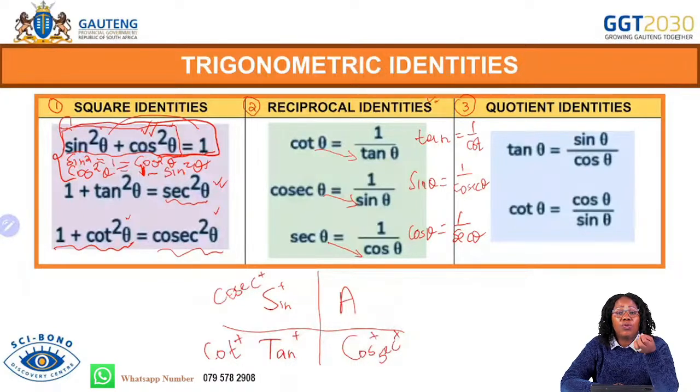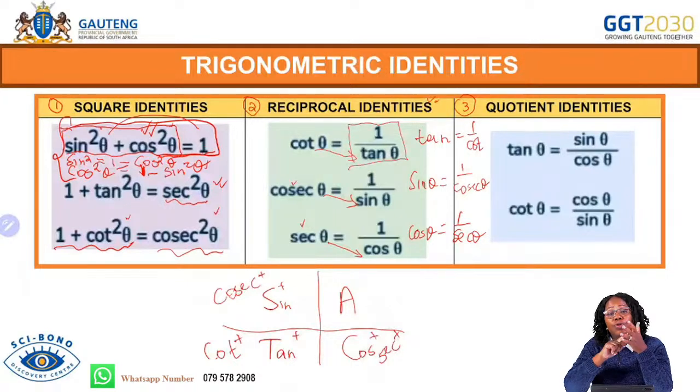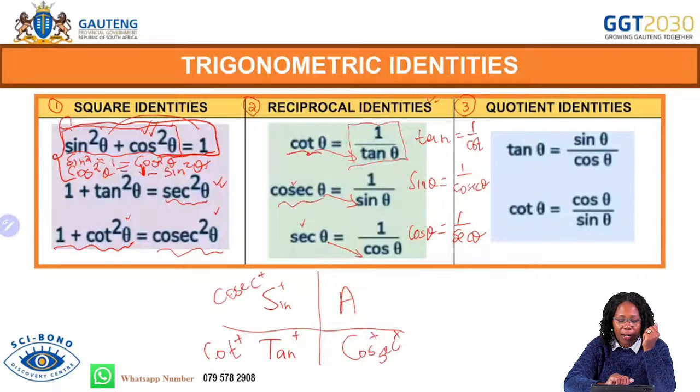And then in the case where you are using a calculator, remember our calculator only has sine, cos, and tangent. If your problem is given in terms of cot, cosec, and sec, that means you need to change to its reciprocal to be able to use your calculator, because we don't have these reciprocals on our calculators.